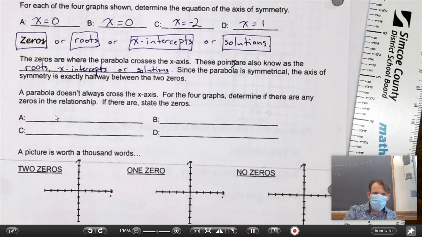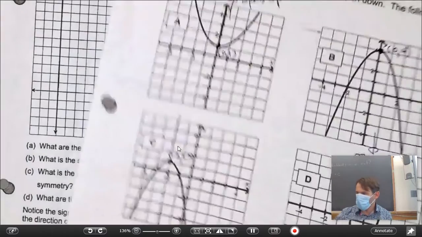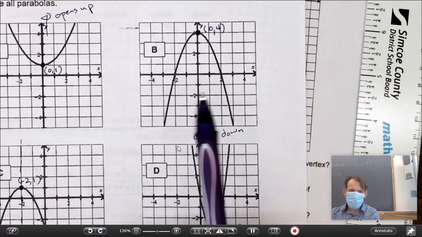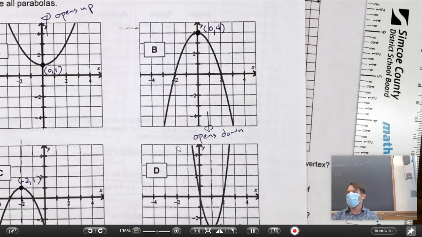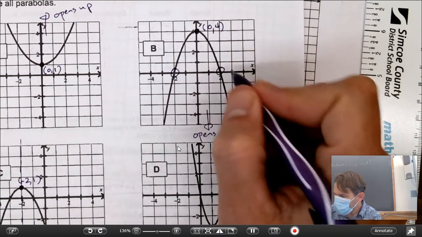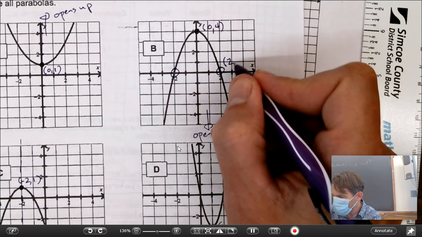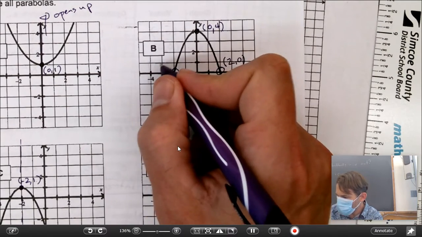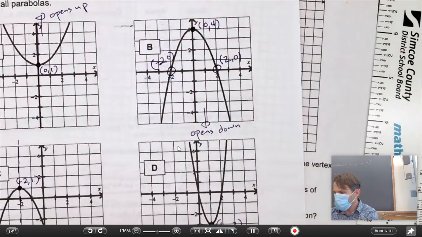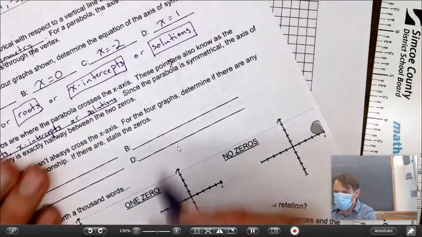So first, let's gather our zeros from A, B, C, and D. Let's start with B. Where are the zeros for B? Read: -2 and 2. Circle them and label these points. This is the point 2, 0, and this is the point -2, 0. Label the zeros, and then fill it in for B.